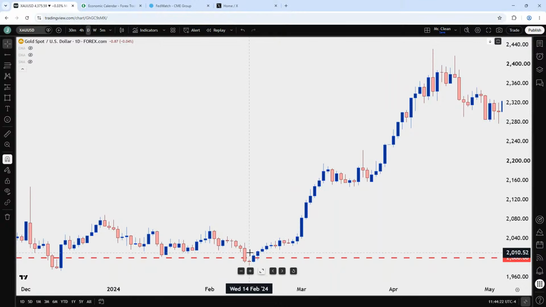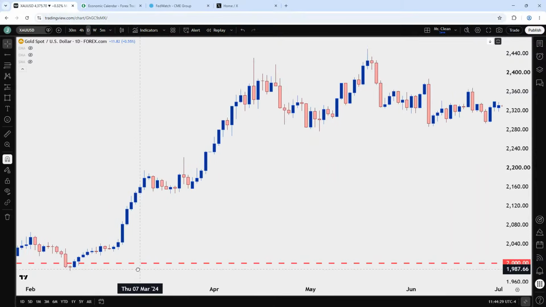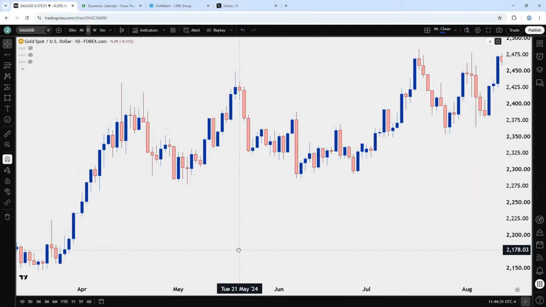Let's not get all flipped out about one inflation report. A day later, gold goes above 2K, and it flies. And it doesn't stop. It slows down a bit, but it doesn't stop.